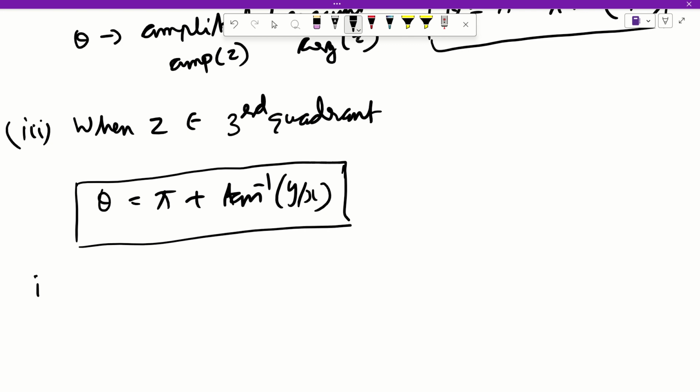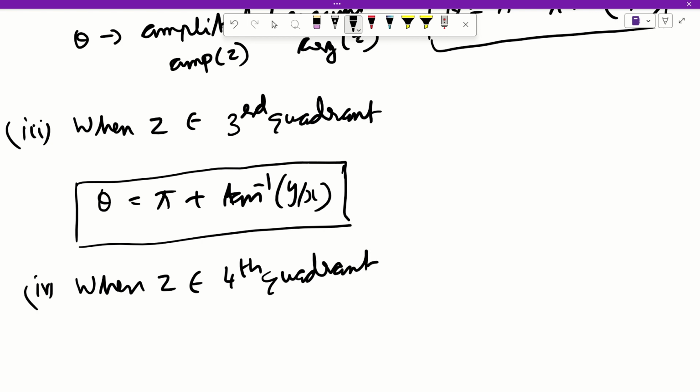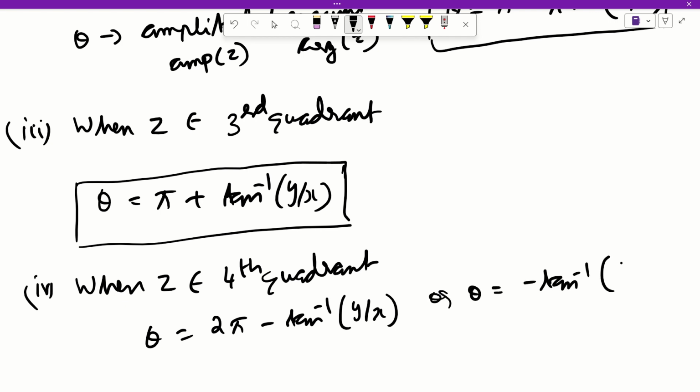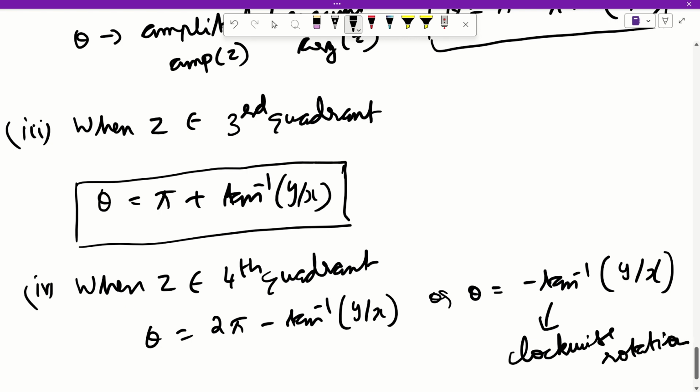Okay. Fourth one, when z belongs to the fourth quadrant, theta is equal to 2 pi minus tan inverse y by x, or theta is equal to minus tan inverse y by x, and we can only use this formula when it is on the basis of clockwise rotation. Clockwise rotation. Okay.